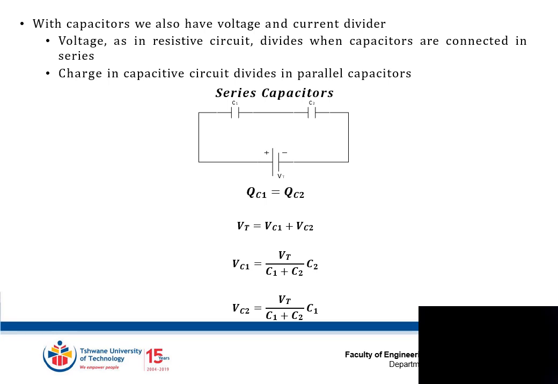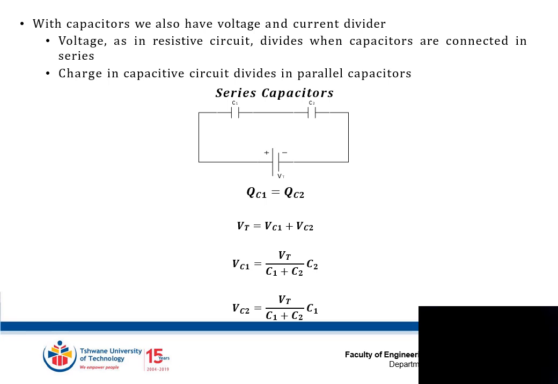To calculate the voltage using the voltage divider, for Vc1 it will be C2 over C1 plus C2 times Vt. Why do we have C2 on top but we are calculating for C1?